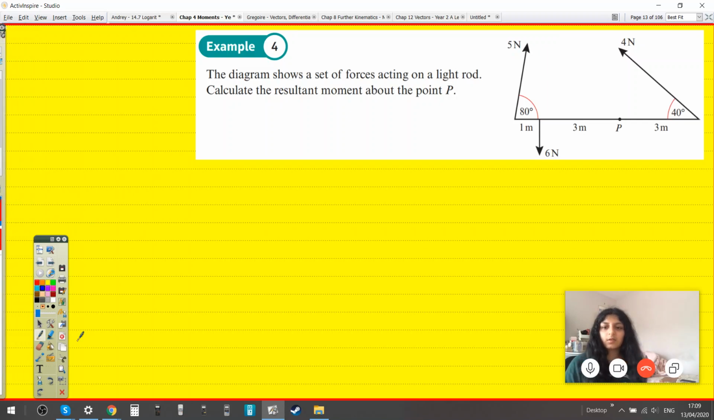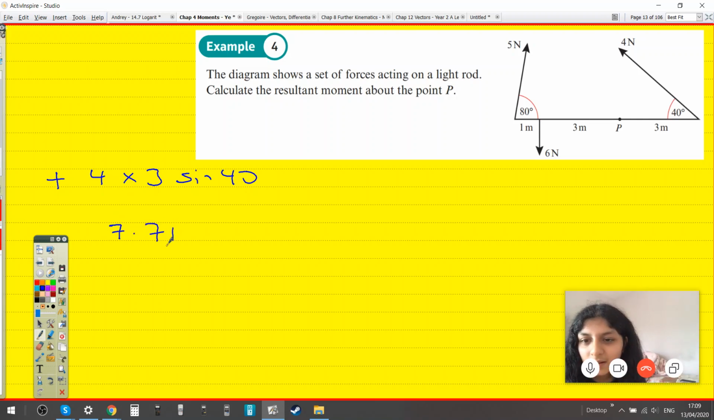So there's one that's 4 times 3 sine 40, and it's anti-clockwise, so it's positive. Should I work out what it is? You can do it all in one go at the end. 7.71. And then there's one 18. I think it's anti-clockwise. 6 times 3.